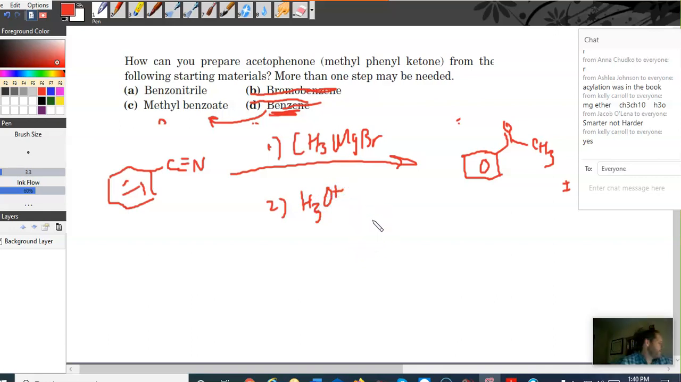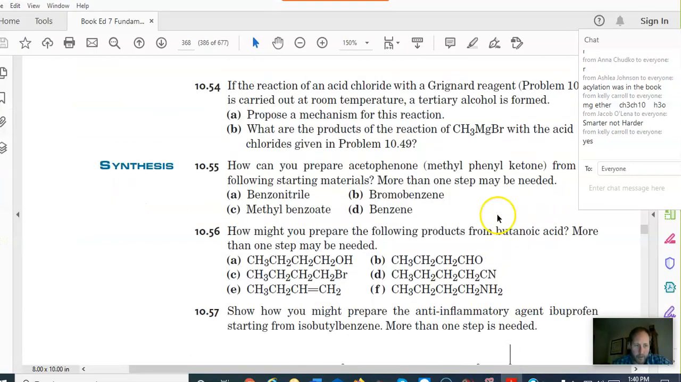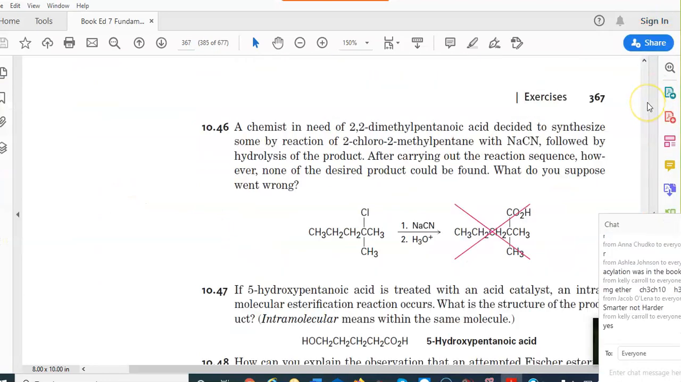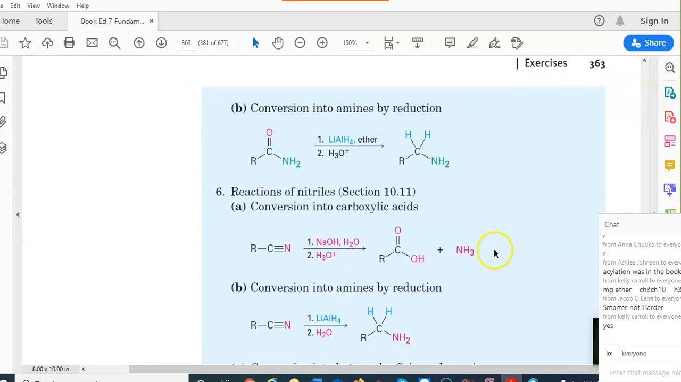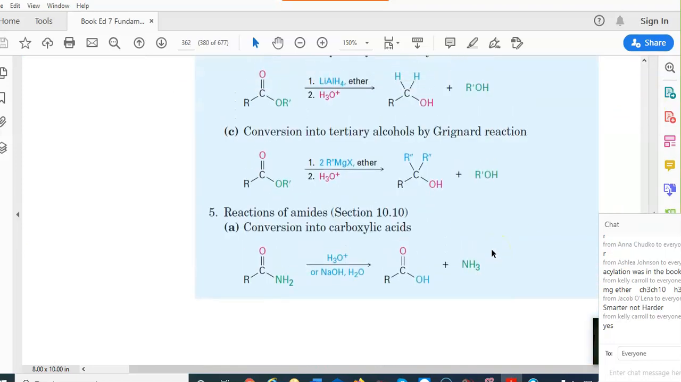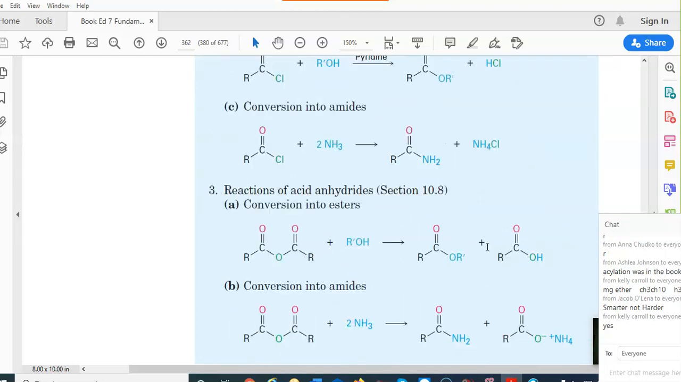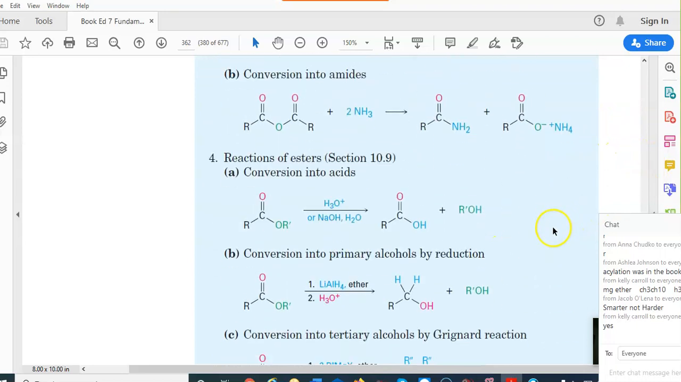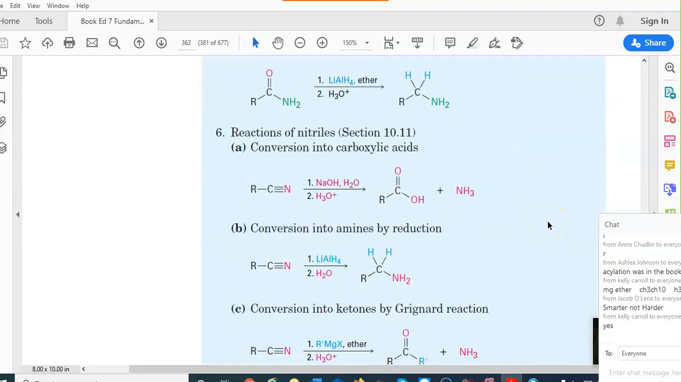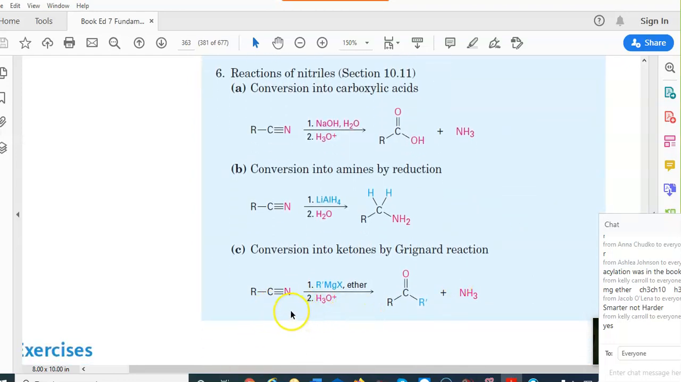That was one of the last reactions we talked about yesterday. Actually, let me show you this reaction. Here it is, it's the very last reaction. Take a nitrile plus Grignard and acid, and you make a ketone. The R group that comes from the Grignard is what ends up on the carbonyl. So that reaction right there is the reaction I'm doing here.